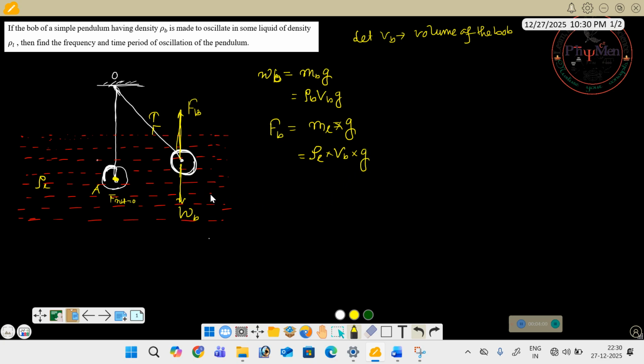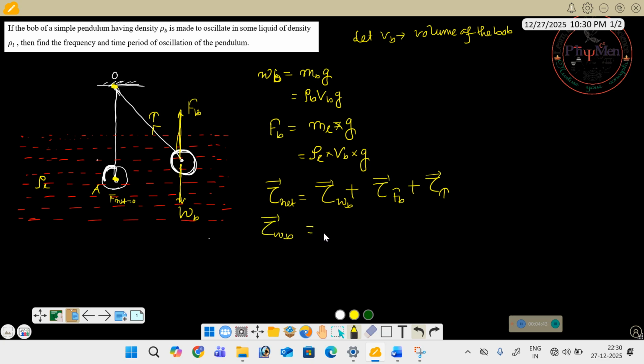Okay, so now because of all these forces, there will be torque acting about the point O, which will bring it towards the mean position, and it will perform SHM about this mean position. So let me find out the torque of all these forces about point O. Net torque, tau net, is equal to torque due to weight of the body plus torque due to force of buoyancy plus torque due to tension force.